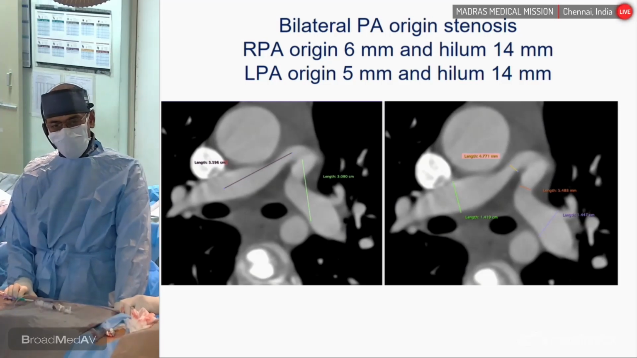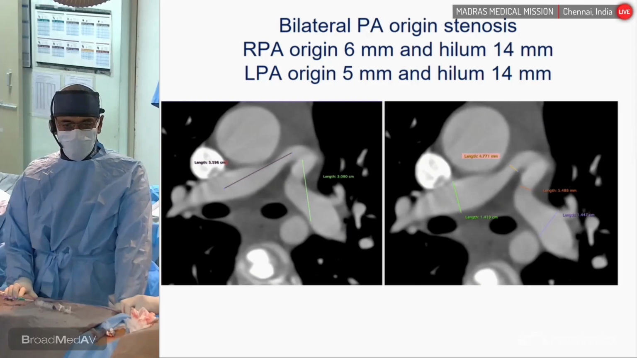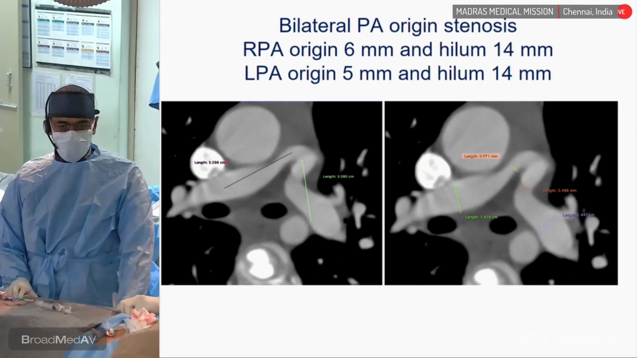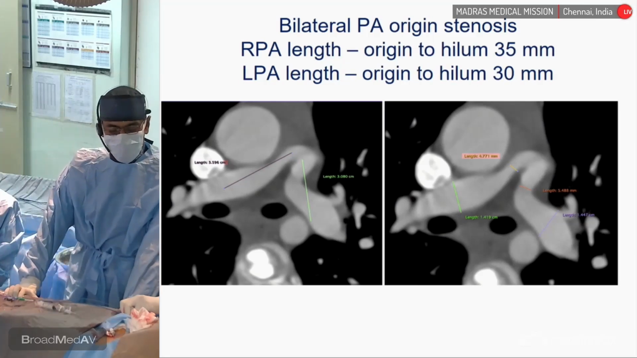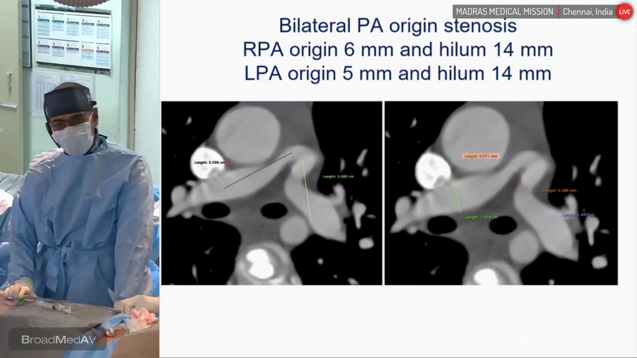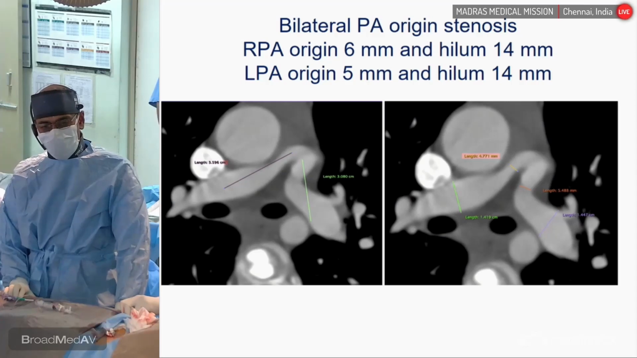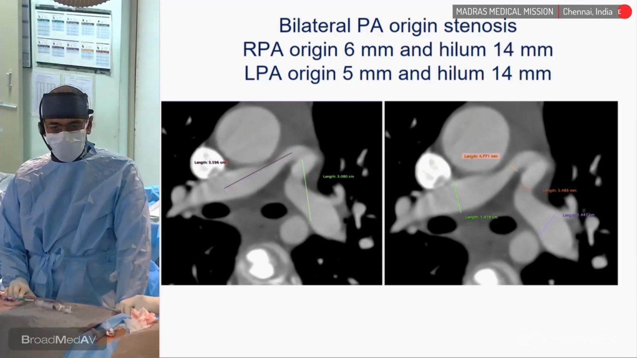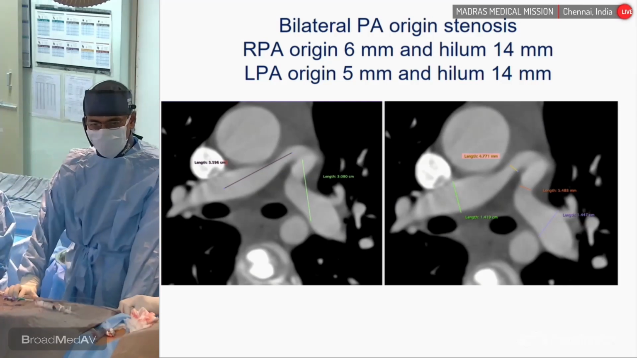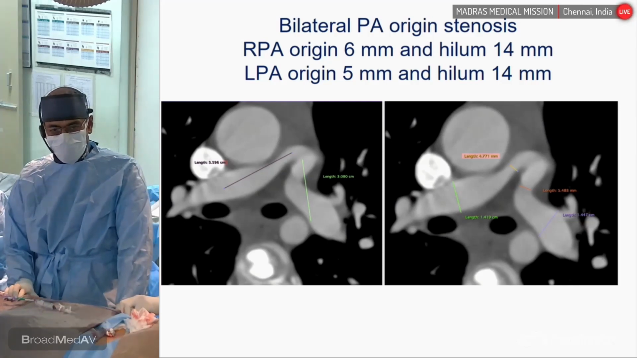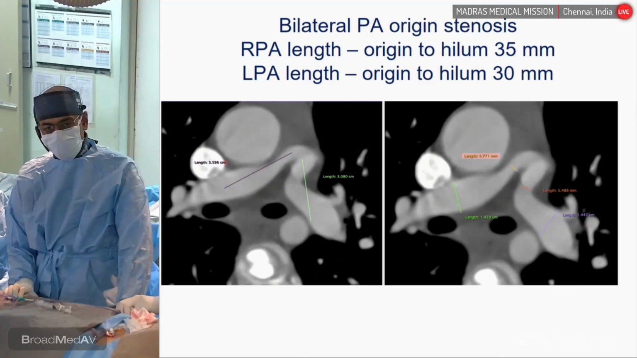When we analyze the branch pulmonary arteries, the right pulmonary artery at the hilum is looking very roomy, almost close to 14 millimeters, but at the origin is only 6 millimeters. The left pulmonary artery at the hilum is 14 millimeters and the origin is 5 millimeters, indicating severe bilateral branch pulmonary artery narrowing as well as distal main pulmonary artery narrowing.